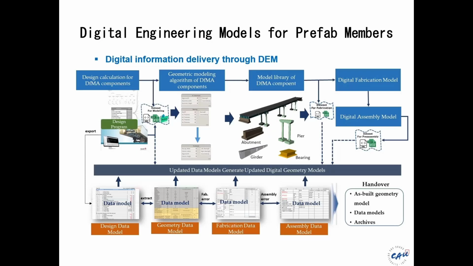If you look at this slide, you can find out how we update every digital model and data from design, fabrication, and assembly. And when you update the data, the model follows. I mean, the geometry will be updated together. And finally, we will have an as-built model. So during handover, we will have a digital model and data, and also files. So this is digital information delivery through the digital engineering models.